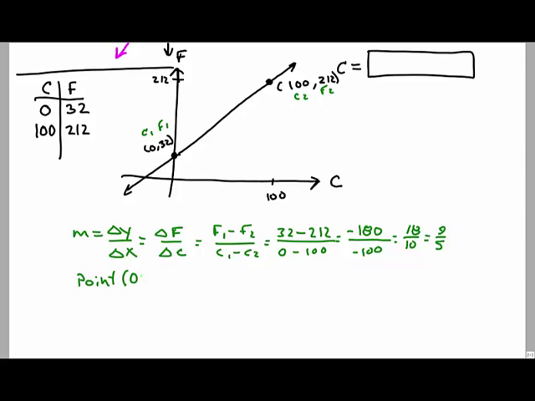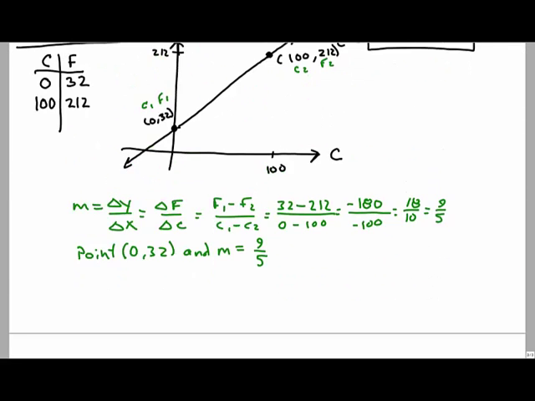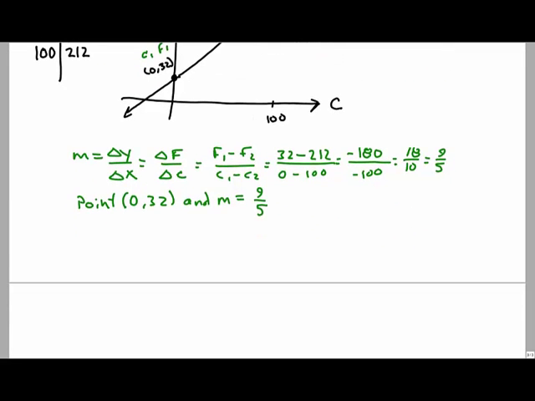Now I can choose a point. I think the easier point to use here would be 0, 32, and my slope would be 9/5. In the last problem we did, I plugged it into the y equals mx plus b form, and we could do that again if we want. I'm just going to show you another way that we could do the same problem, just so you can see a couple of different approaches.